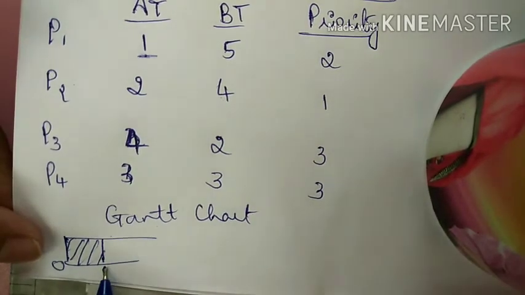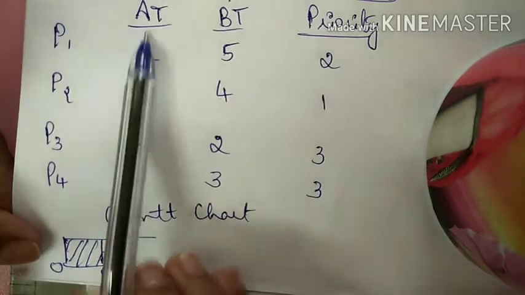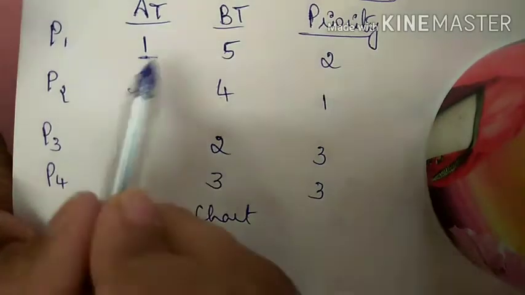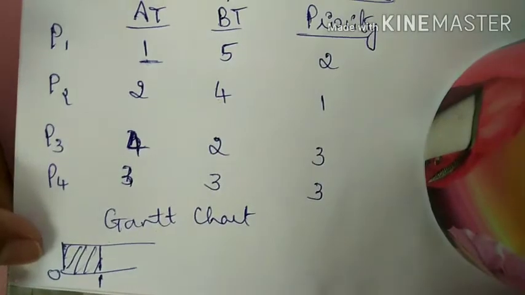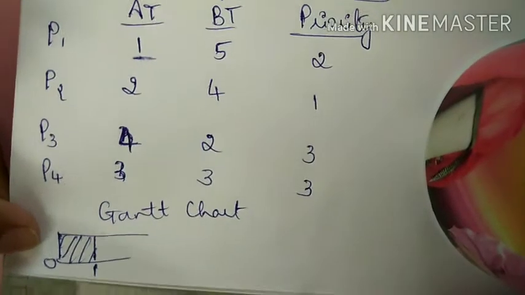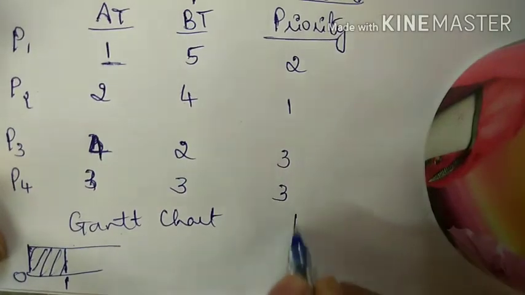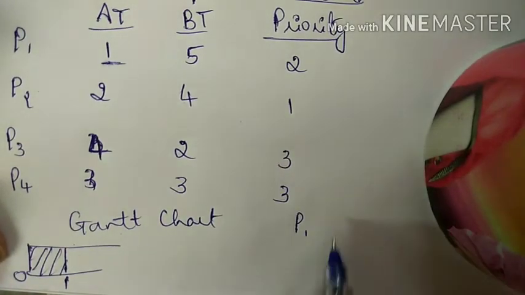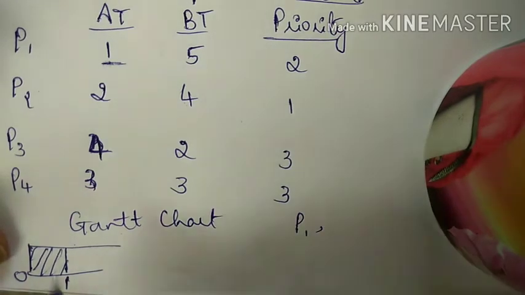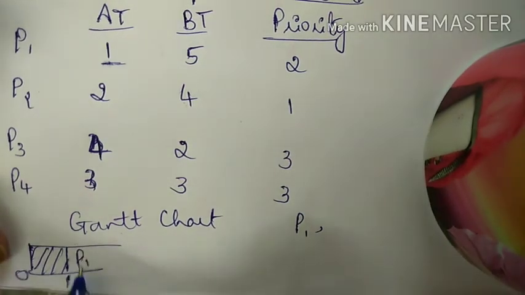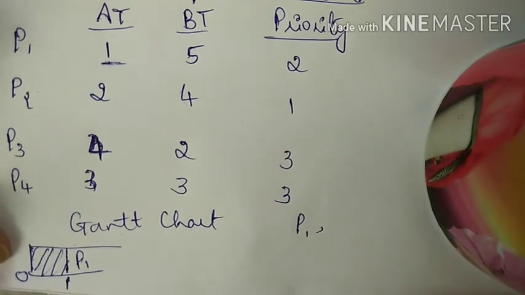So at 1 millisecond, we are going to check, are there any processes in the ready queue? Yes, process P1 is arriving at 1 millisecond. So process P1 will be in the ready queue. Simultaneously, we are going to draw the ready queue also. So we will schedule P1 because P1 is arriving at 1 millisecond.